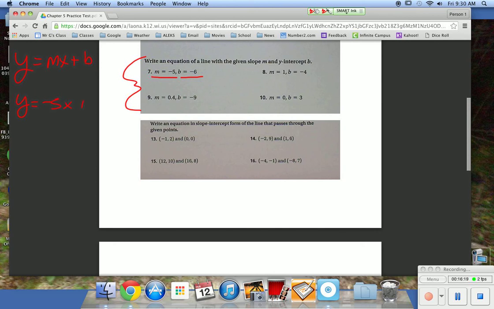Plus, minus. That would be my equation. So all I'm really doing is just plugging those numbers in.